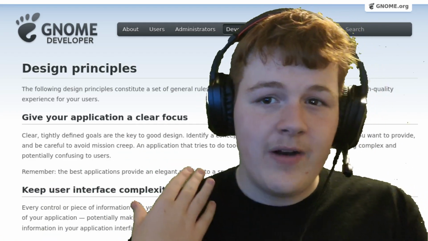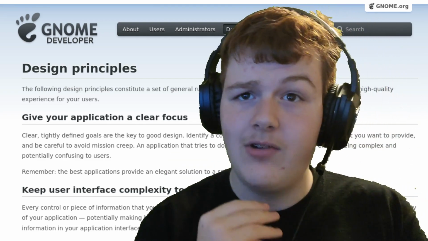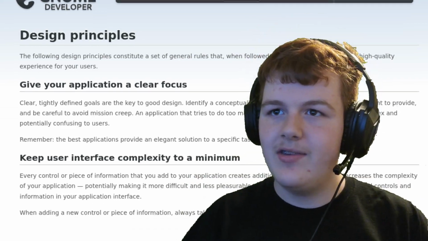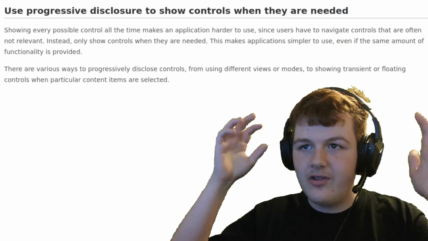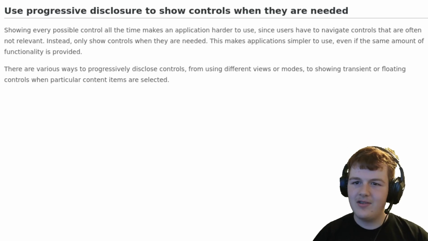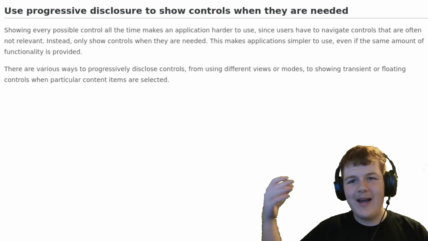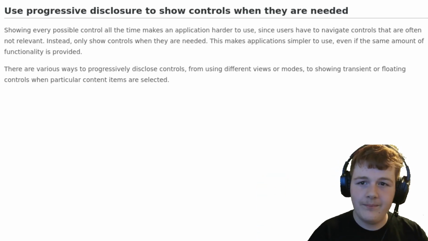Now, Rhythmbox does follow most of GNOME's design principles, but there is one key one that it doesn't follow, and that key design principle is: use progressive disclosure to show controls when they are needed. Basically, what that means is if you're only going to use a button in the application once, then maybe hide that button away in a hamburger menu.